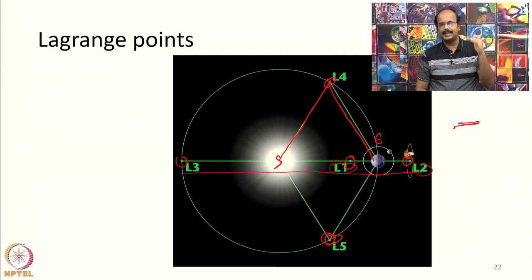Among these 5 points, L1, L2 and L3 are relatively unstable points. That is, if you place an object there, it will very easily move out of that point. So we have to provide some force to keep it there. These points are unstable, but L4 and L5 are highly stable points. If you place certain objects there, they will remain there.